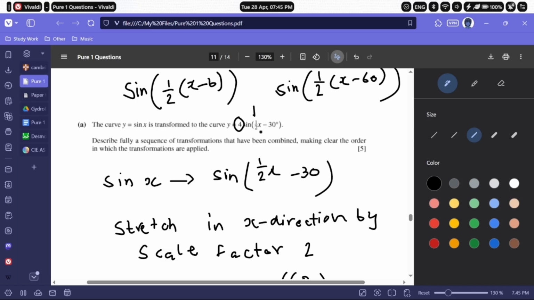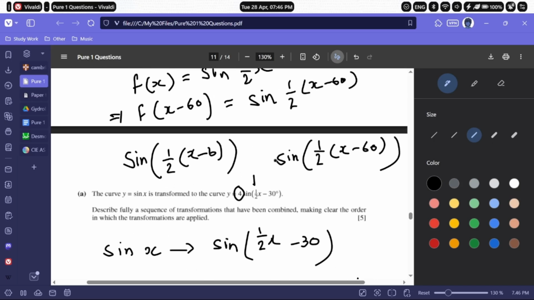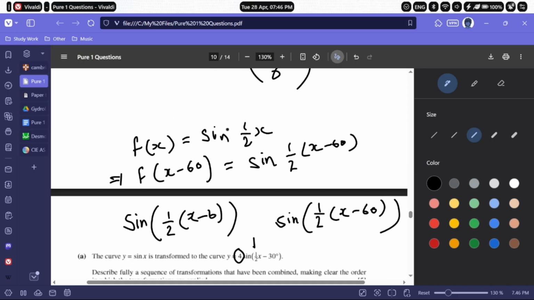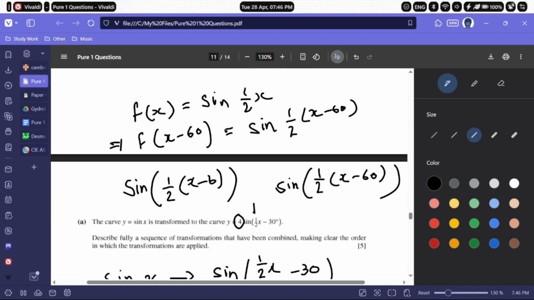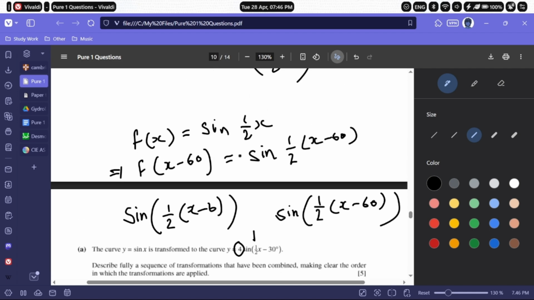So you have 4 sine 1 by 2 x minus 13, right? Just for things to be much simpler, you can start by factorizing 1 by 2. When you factorize 1 by 2 from x minus 30, you end up with this function over here, 1 by 2 x minus 60.